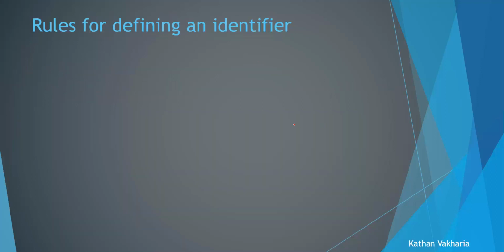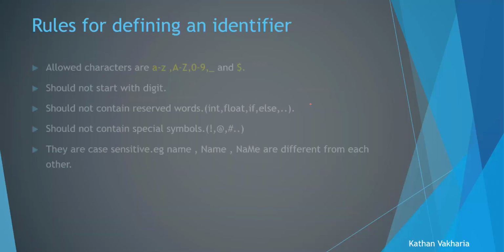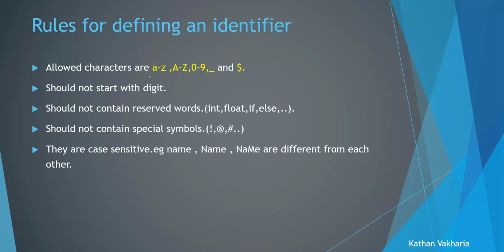Okay, let's just discuss rules for defining an identifier. All allowed characters are lowercase letters, uppercase letters, digits, underscore, and dollar. It should not start with a digit. It should not contain reserved words like int, float, if, else. Now reserved words is actually a whole new topic, so I'll make a video on that. But you got the intuition, right? It should not contain special symbols like exclamation mark, at the rate, hash.